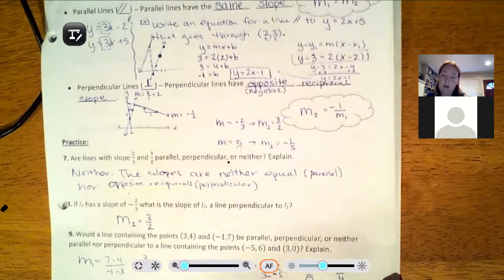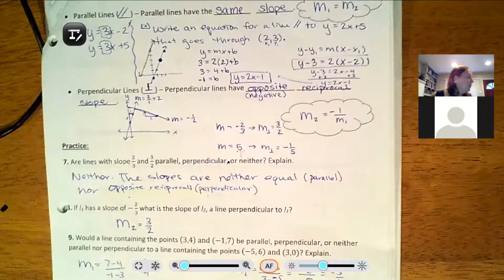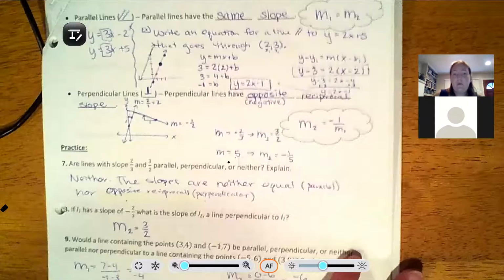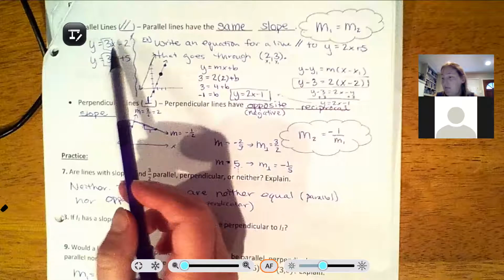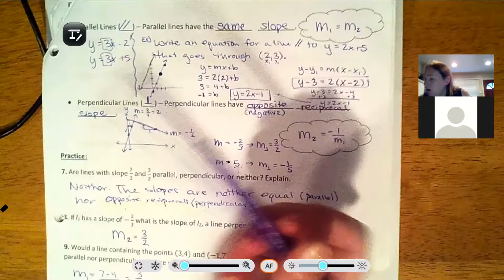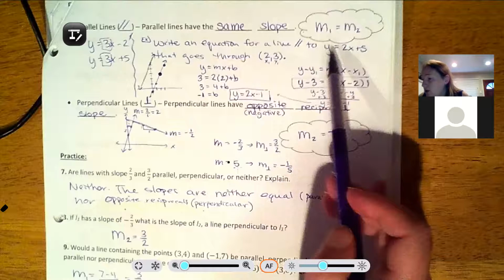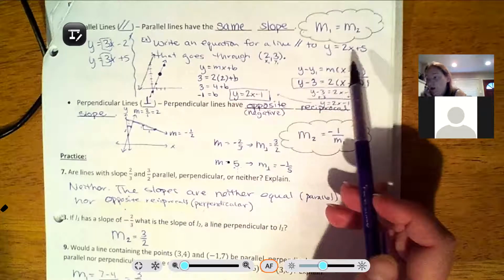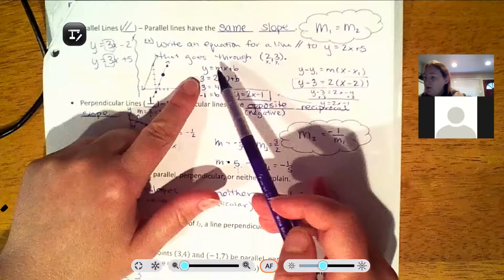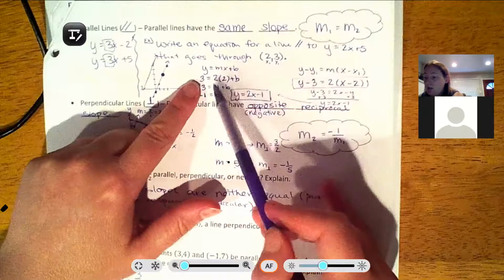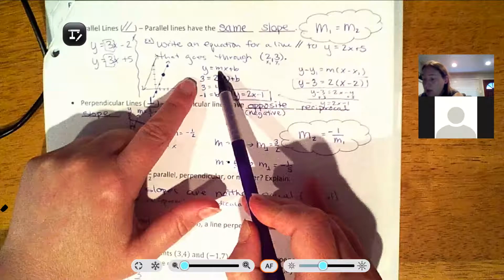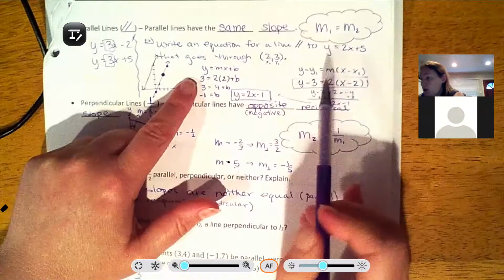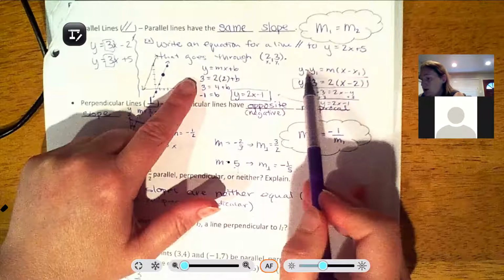Parallel lines and perpendicular lines. Parallel lines have the same slope, so you can put it in slope-intercept form and steal the slope. These lines would be parallel. To write an equation, there's two options. You can either have a slope and a point and plug it into y equals mx plus b, or you can plug it into point slope form, because you again have a point and a slope.